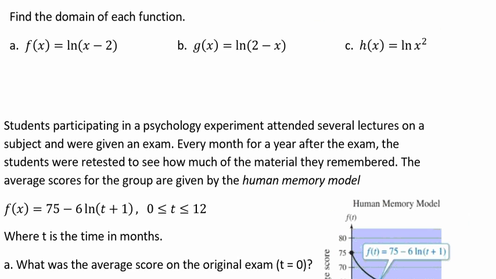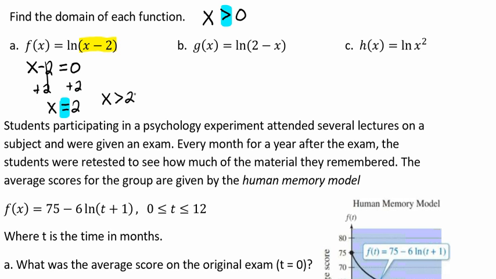Here in our first example, we have f of x equals the natural log of x minus 2. What's happening here is this x minus 2 is taking the place of that x from before. So we want to take that x minus 2 and set it equal to 0 and solve. We're going to add 2 to both sides and get that x equals 2. Now again, remember from the parent function that x has to be larger than 0. So we're going to replace our equal sign with a greater than symbol, which tells us that x needs to be larger than 2.